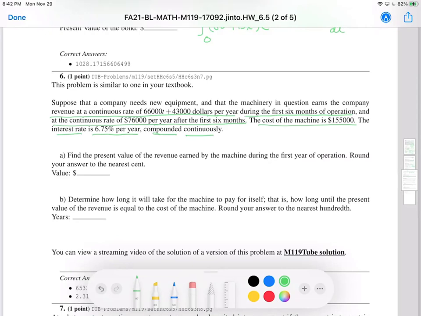So the S of t is 66,000 t plus 43,000 for the first 6 months, t in months, okay, t less than 6, and S of t equal constant 76,000 per year for t greater than or equal to 6. Okay.